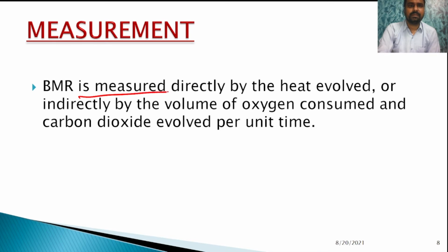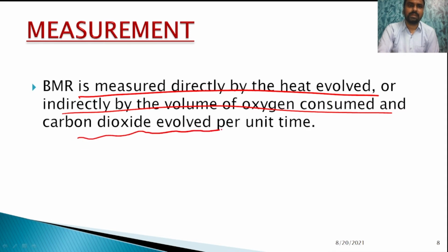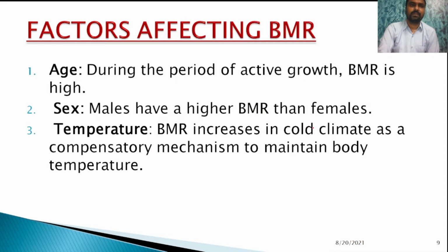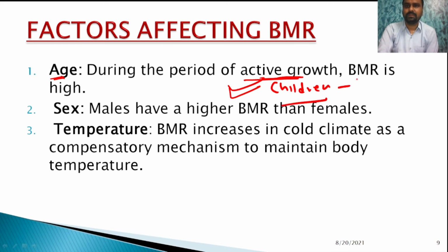Now this BMR is measured directly by the heat evolved or indirectly by the volume of oxygen consumed and carbon dioxide evolved per unit time. Now what are the factors that will affect the basal metabolic rate? First is age. During the period of active growth, in children the BMR is very high because of the active growth. In male the BMR is higher than female because of the increased muscle mass.